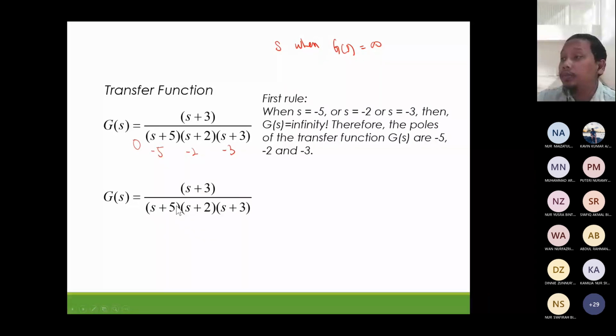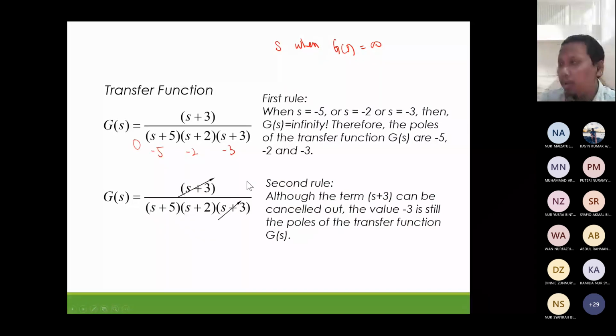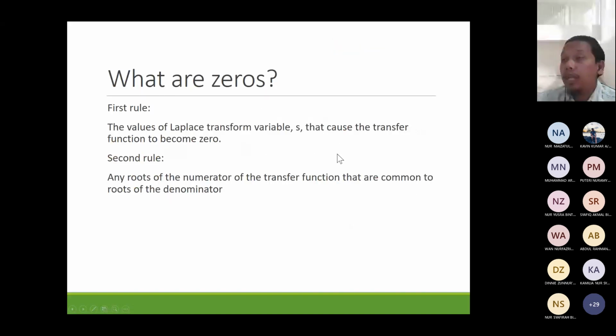And then from the same transfer function, using the second rule, although we can cancel s plus 3 because they are the same, the value minus 3 is still the pole of the transfer function, even though we cancel this out. So this is just a reminder. Later if you cancel this out, you will see that s plus 3 is still the pole of the transfer function. So you have to remember that to find the pole is to find the value of s when the denominator becomes 0. So that's the definition of poles.